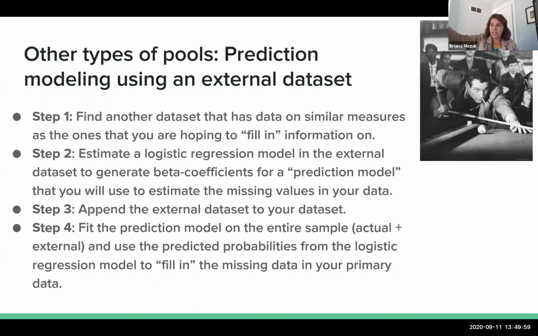So I'm going to take the data set that has all the information I want, but not the people I want. I'm going to build a regression model, just a logistic regression model. I take the betas from that logistic regression model to build a prediction model. I then append these 2 data sets together, and then I fit the prediction model on the entire sample. So that includes the actual people that built the logistic regression model and the people I want to apply that to, who don't have information on this variable I care about, to fill it in. So it's not multiple imputation. I don't do this 5 times. I just do this once.